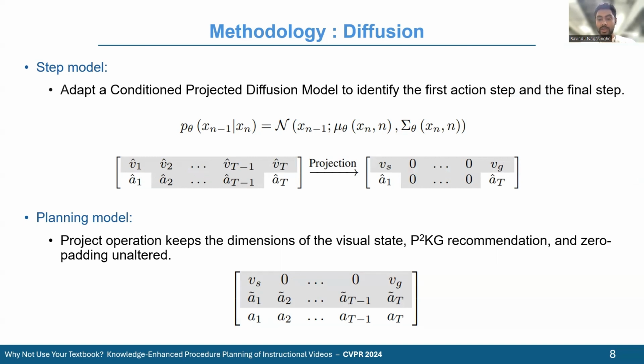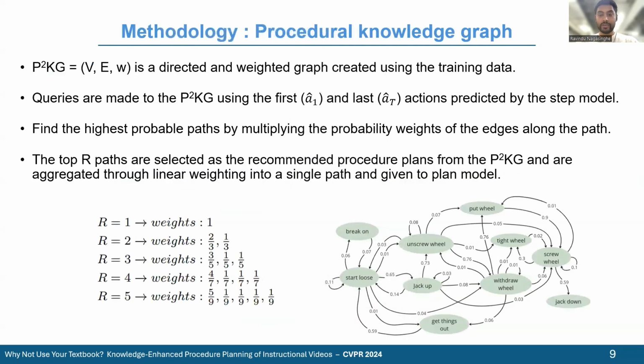In the planning model, the same approach is used, while keeping the dimensions of the visual state, procedure knowledge graph recommendations, and the zero padding unaltered. The infused procedure knowledge graph is a directed and weighted graph created using the training data. In this structure, each step from the training set is represented as a node, while the edges signify the likelihood of transitioning from one step to another.